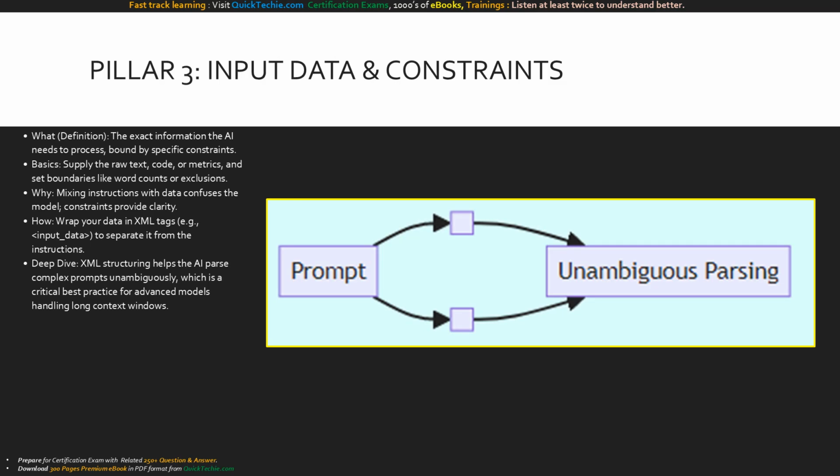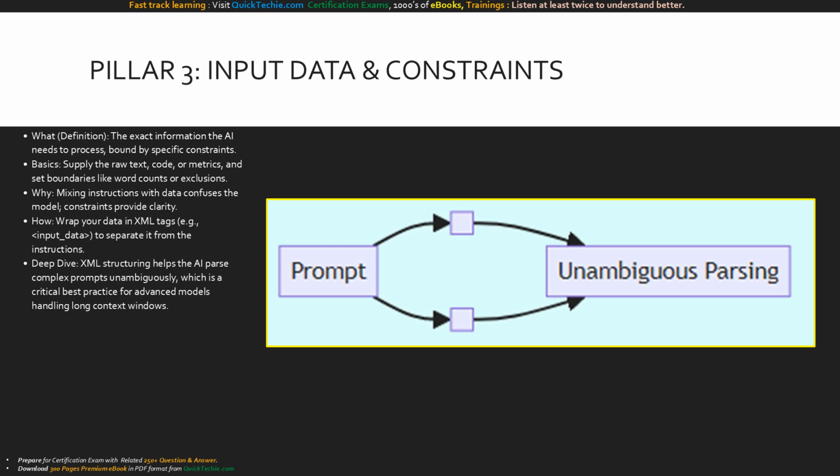When working with raw data, it is a best practice to structure your prompt using XML tags. By wrapping your data in tags, you help the AI parse complex prompts unambiguously, separating your core instructions from the data itself. This also establishes clear boundaries and constraints, which bring clarity rather than limitation.